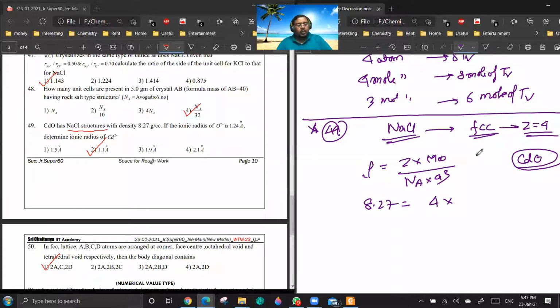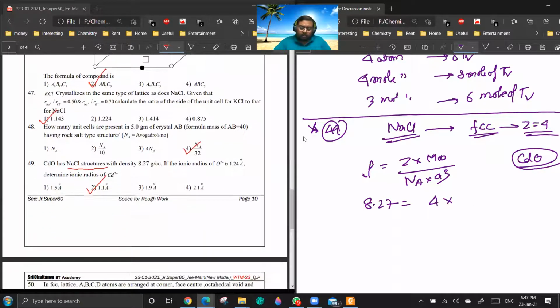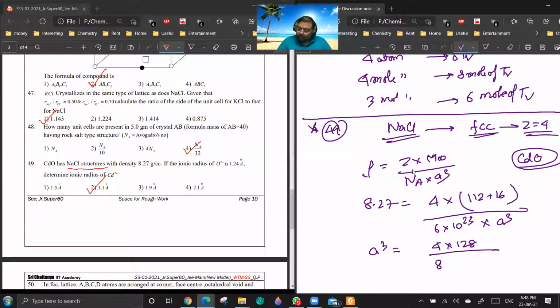It's 112 for cadmium. Okay, yes, sir. They should have given that. Have they given it anywhere in this paper? No, sir. Okay, so without that it is difficult to do actually. So 112 plus 16 for oxygen by Na, which is 6 into 10 power 23, will get 128 only. Yeah, that I know. Okay, so I can find the value of a: 4 into 128 by 8.27 into 6 into 10 power minus 23.